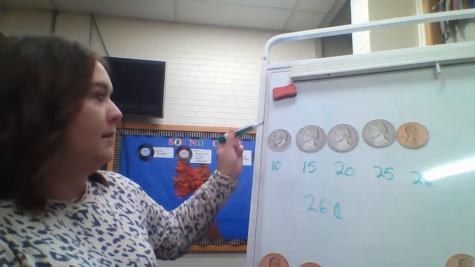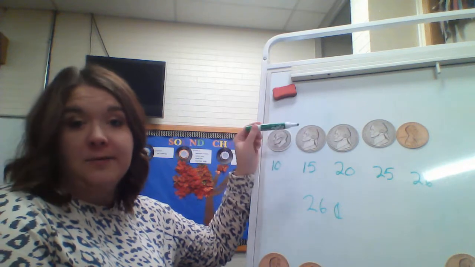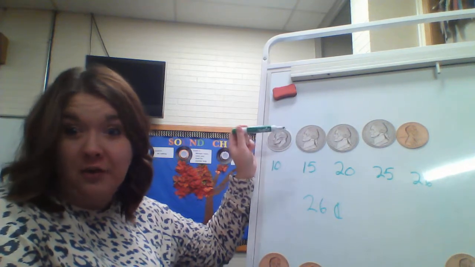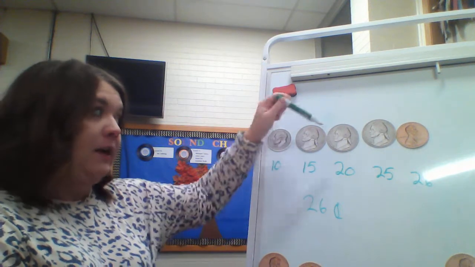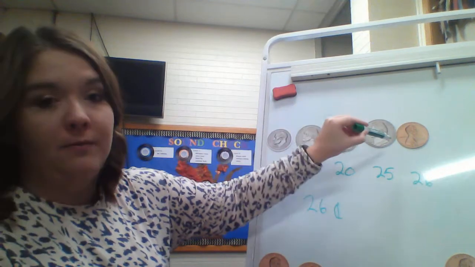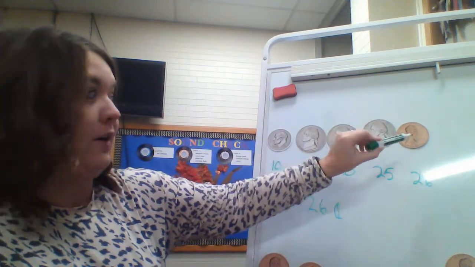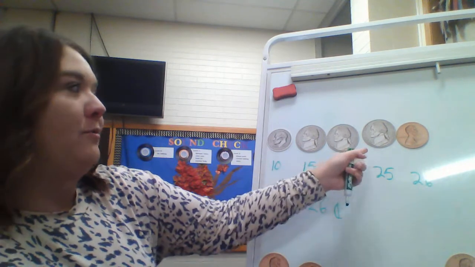And I know that because this is worth 10, so I count it by tens. But I don't get to keep counting by tens because I don't have another dime. I have a nickel, so I have to start counting by fives. So I go from 10 to 15, keep counting by fives, 15, 20, 25. Oh, I'm out of nickels. Now I've got to count by pennies, which is ones. So I go from 25 to 26.